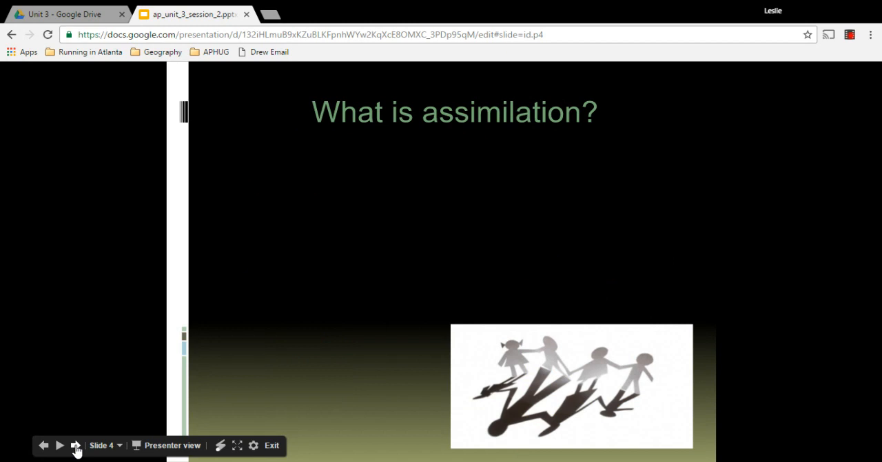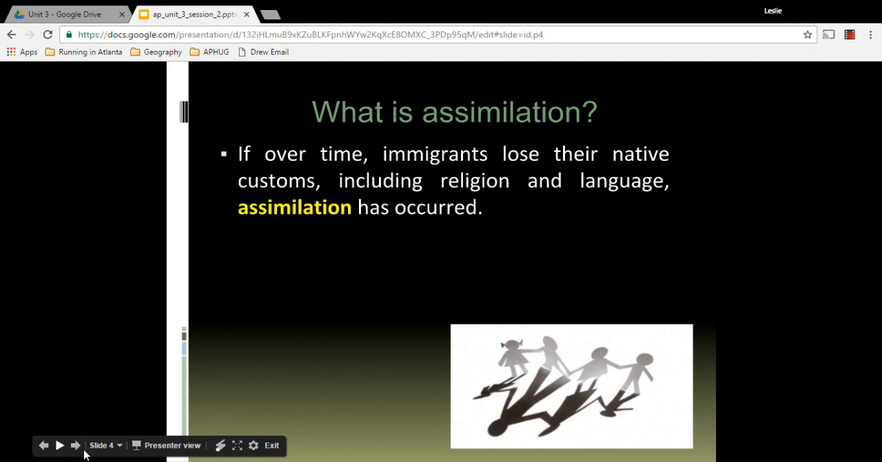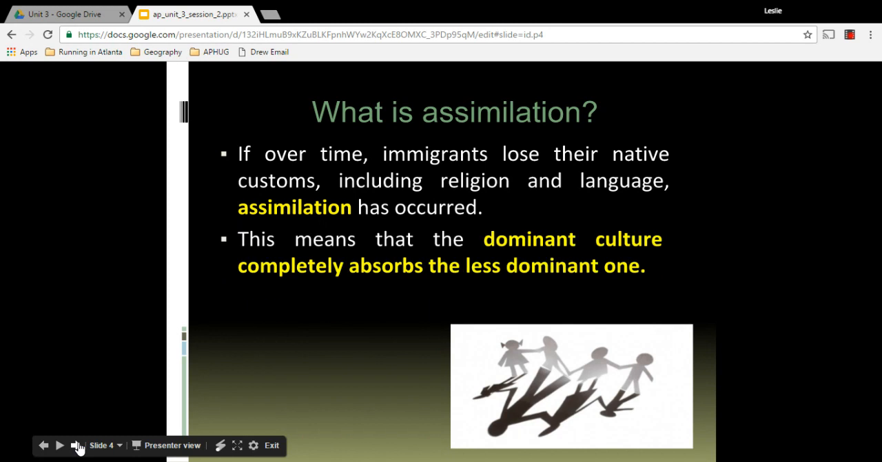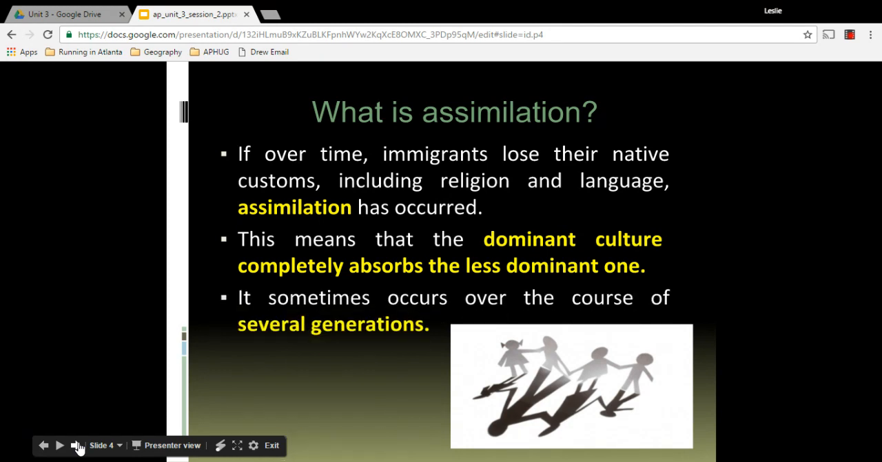All right, so acculturation is often talked about at the same time as assimilation, and I think the discussion between acculturation and assimilation might be an interesting topic for a Socratic seminar. So assimilation, if over time immigrants lose their native customs, including their own religion and their own language, assimilation has occurred. This means that the dominant culture completely absorbs the less dominant one. And it sometimes takes a long time for this to happen. It might take several generations for assimilation to occur.